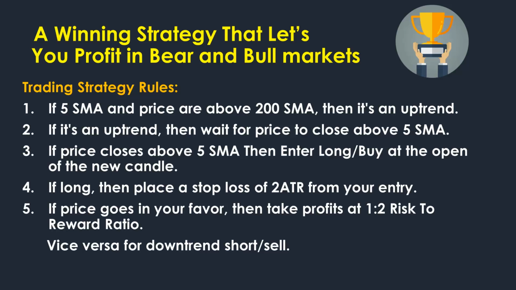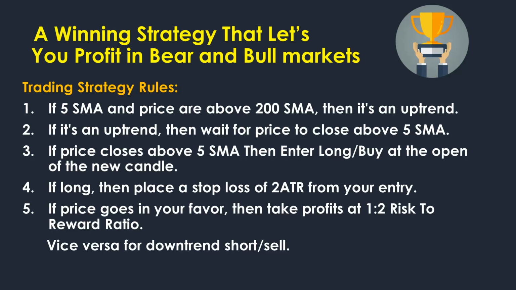And rule 5, last but not least, if price goes in your favor, then take profits at 1 to 2 risk to reward ratio. That means the stop loss distance is 1 and the take profit is twice as much of that, so 2. So you're willing to profit twice as much as what you're willing to lose. Okay, so 1 to 2 risk to reward ratio. And of course, it's vice versa for downtrend, short, or sell.